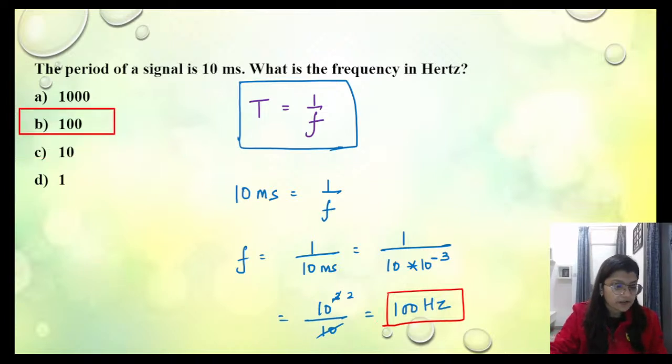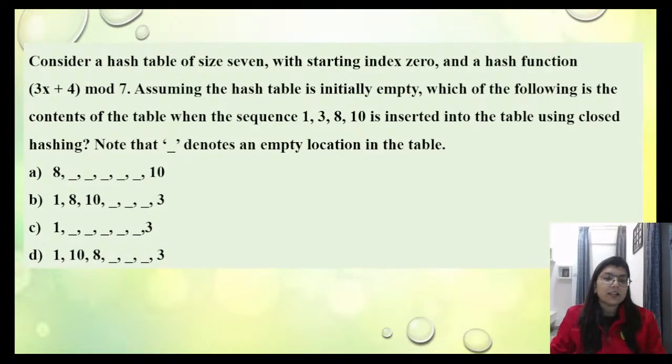Next question. Consider a hash table of size 7 with starting index 0 and hash function (3x + 4) mod 7. Assuming that the hash table is initially empty, which of the following is the content of the table when the sequence 1, 3, 8, 10 is inserted into the table using closed hashing? Note that blank denotes an empty location in the table. So this is basically hashing.